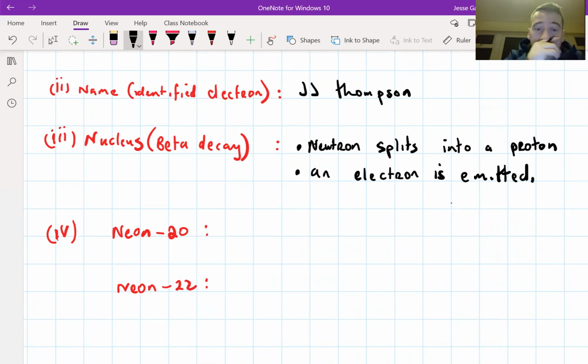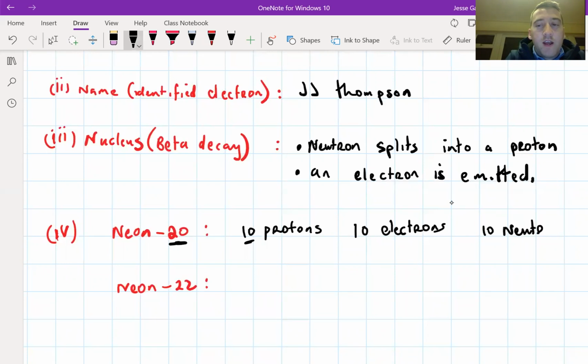Okay, so we have neon. It has an atomic number of 10. That means it's got 10 protons. And if it's got 10 protons, it's got 10 electrons. And this is neon with a mass of 20. So that means it's got 10 protons and 10 neutrons. So well done if you did that. If you don't know how to do this, then I suggest you go back to the video where we did subatomic calculations.